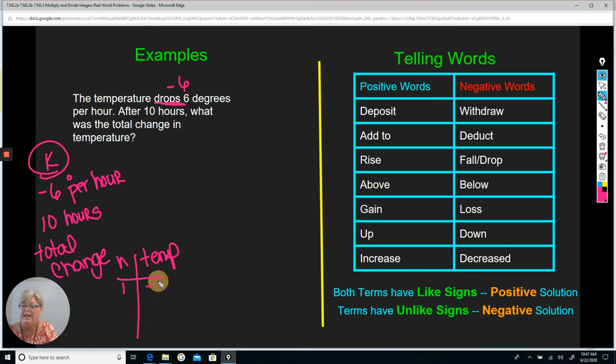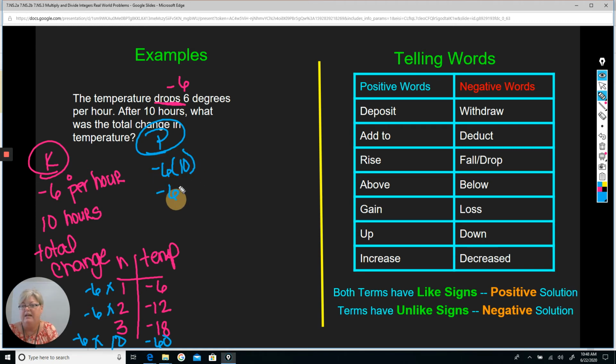For 1 hour, I'm at -6 degrees. At 2 hours, I'm at -12 degrees. At 3 hours, -18. What's happening here? Every single time, what you're doing is you're multiplying by -6. So that means that if I want to know after 10 hours and I multiply by -6, that's going to give me -60. So my problem would be -6 times 10. That gives me -60.